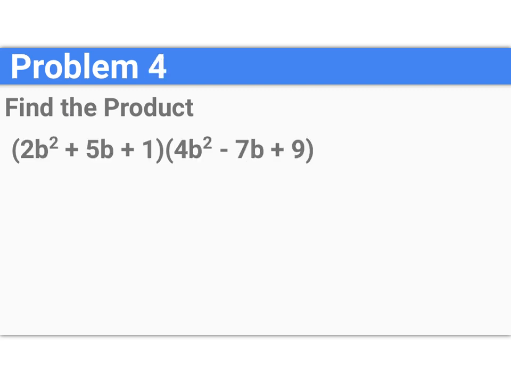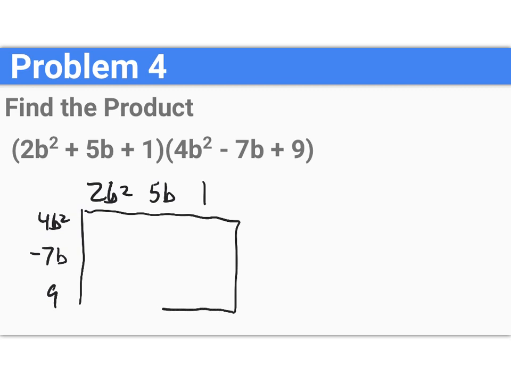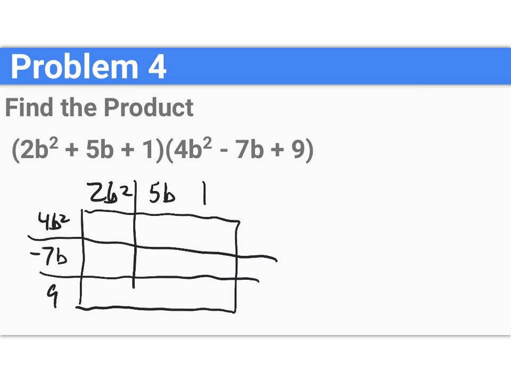And for our final problem, I am going to multiply this one. Let's try the box method with 2 trinomials. Let's see what happens. 2b squared, 5b, and 1. And you get 4b squared minus 7b and 9. So I'm going to warn you again and again and again. Please take the sign in front of the number. It goes with the term.